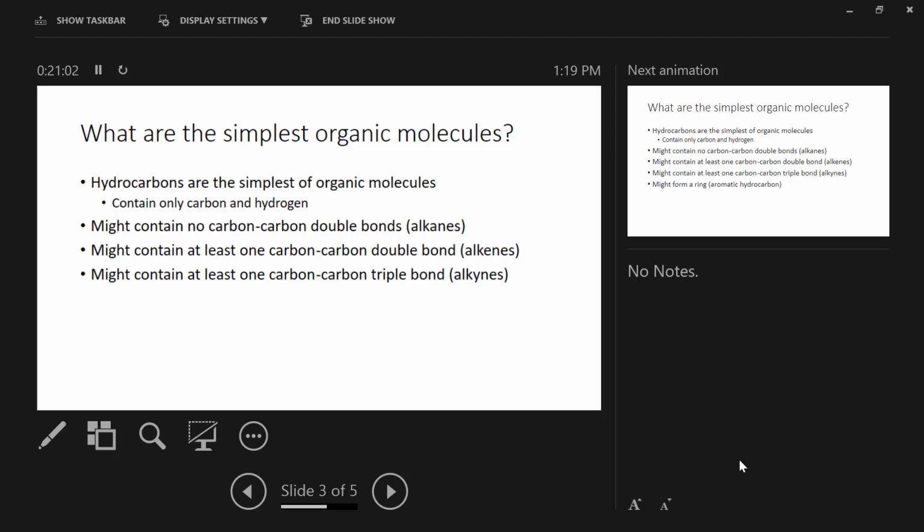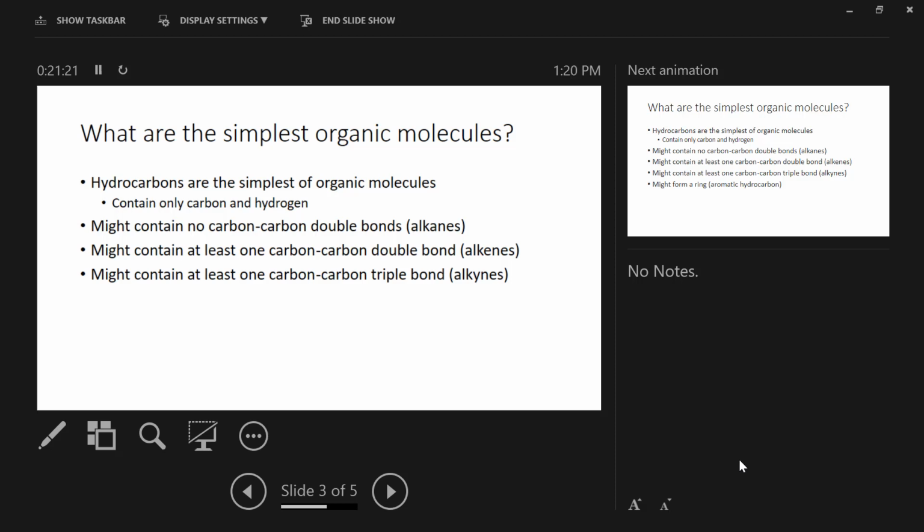And why it doesn't happen is complicated. We can get into some quantum mechanics if you want, but you could just suffice it to say it's possible, but it doesn't happen. Okay, and so have you heard the terms saturated and unsaturated used for fats?